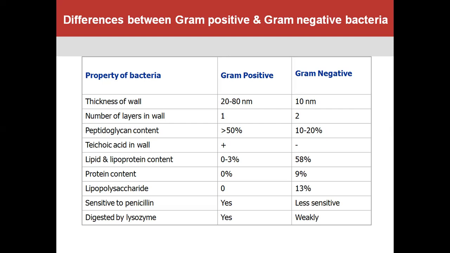Protein content is 0 in gram-positive, and in gram-negative bacteria it is 9%. The lipopolysaccharides are 0 in gram-positive, and in gram-negative they are 13%.